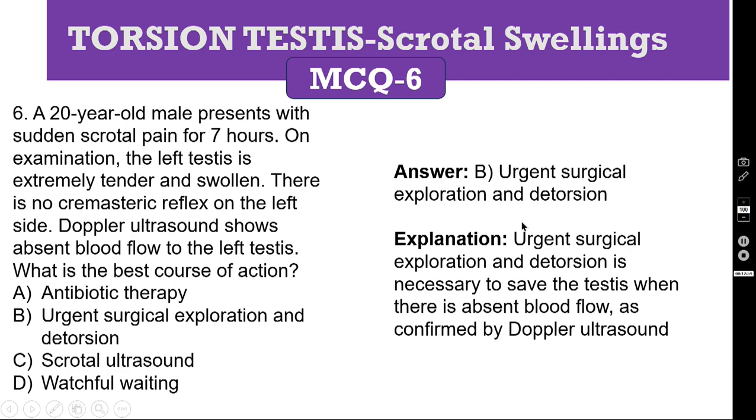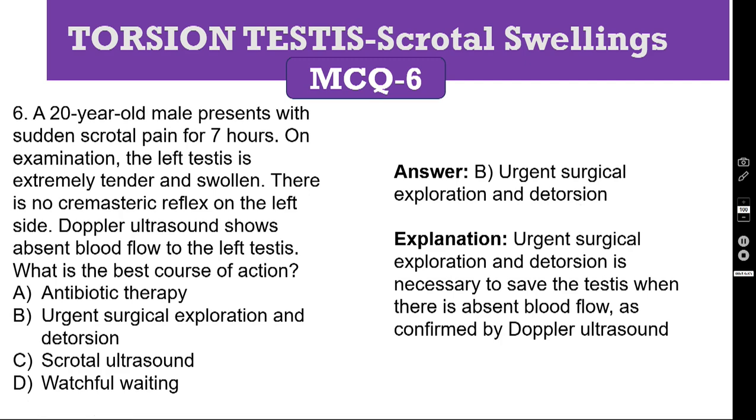Urgent surgical exploration, and you have to detorse the testis. Urgent surgical exploration and detorsion is necessary to save the testis when there is absent blood flow, as confirmed by the duplex scan or Doppler ultrasound. Not only should detorsion be done, you then have to watch the blood supply to the testis. If the testis is viable after detorsion, if the color comes back to normal, then you have to do what is called fixation, orchidopexy, on the affected side.